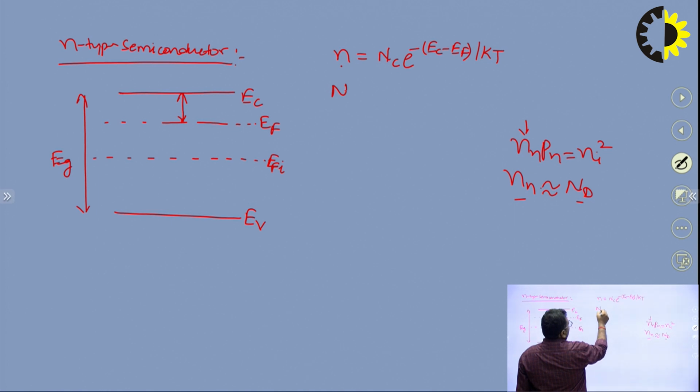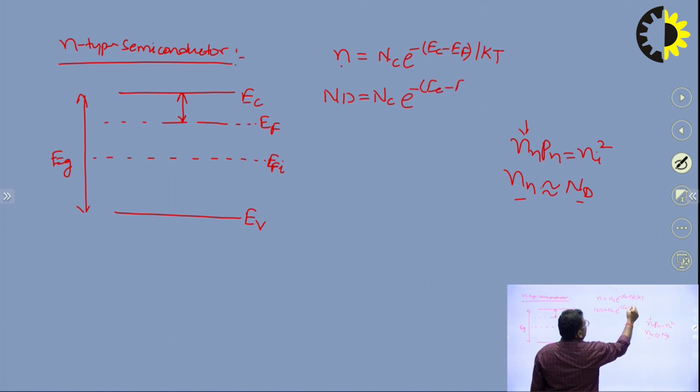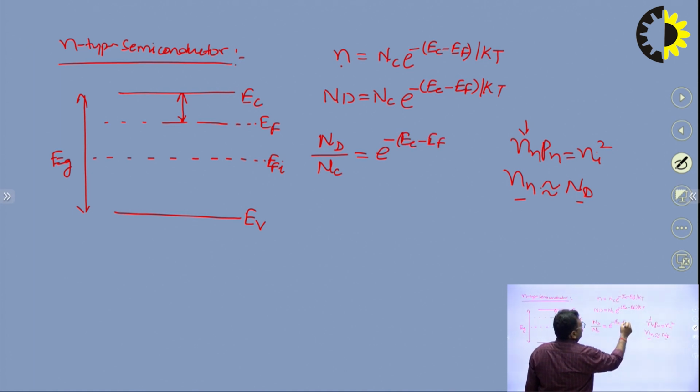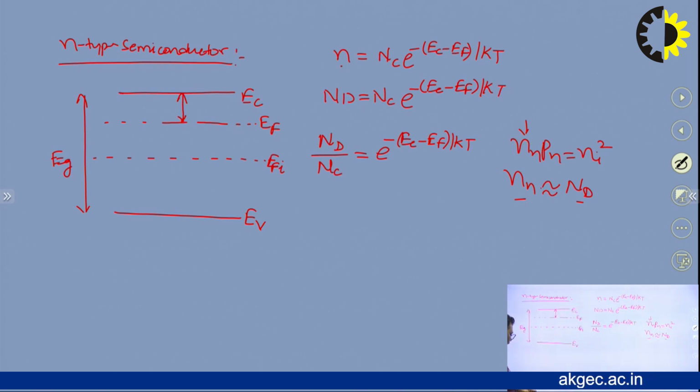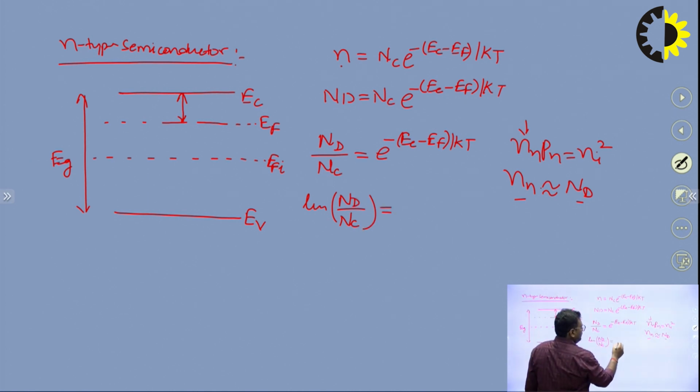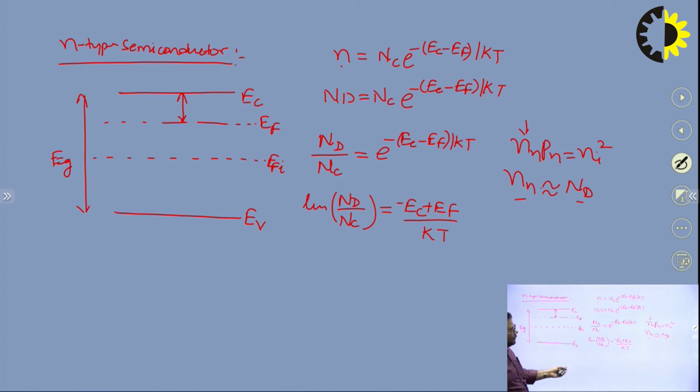So here we can write Nd is equal to Nc e to the power minus (EC minus EF) upon kT, right? Now we can again rearrange the terms. So Nd upon Nc will be equal to e to the power minus (EC minus EF) upon kT. Again we can take the natural log, and we can write it as ln(Nd upon Nc) is equal to (minus EC plus EF) upon kT. After taking natural log we can write it.